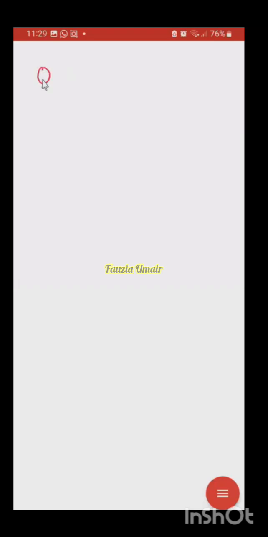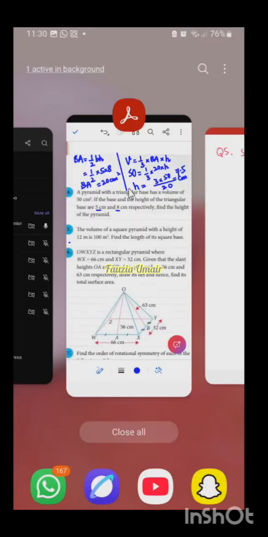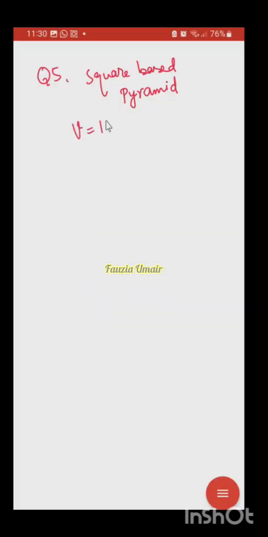Okay. So question number 5, what is given to you? First you know that it's a square based pyramid. Okay. Square based pyramid. It's given in the question. Okay. So then you know that volume is 100 meter cube. Okay, this is also given. Now height is also given, because we are talking about volume, so this would be the perpendicular height. Height is 12 meter. We need to find out the length of the square.